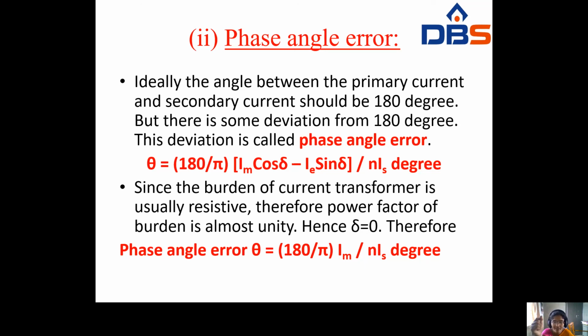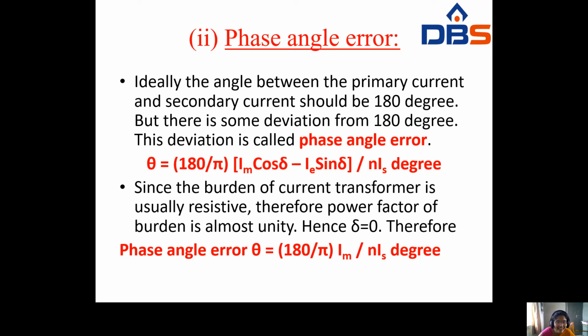The deviation will be called phase angle error. Why is it called phase angle error? Because it is the error that occurs in the phase angle between the primary current and secondary current. That's why this deviation is called phase angle error. So what is the phase angle error for the current transformer?